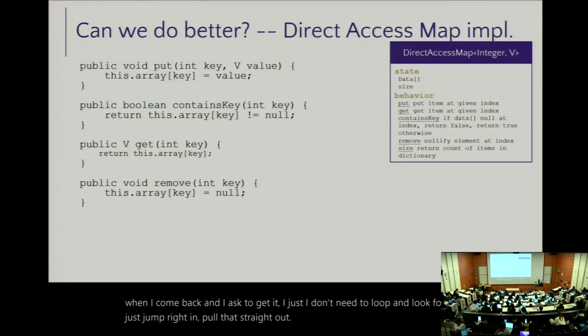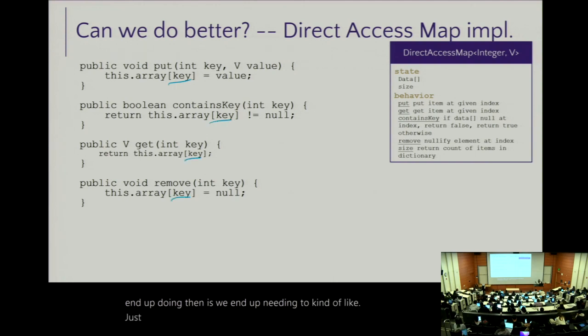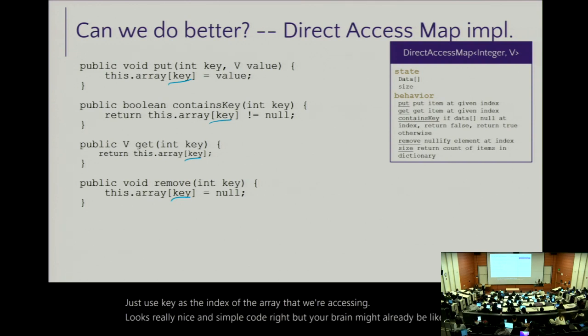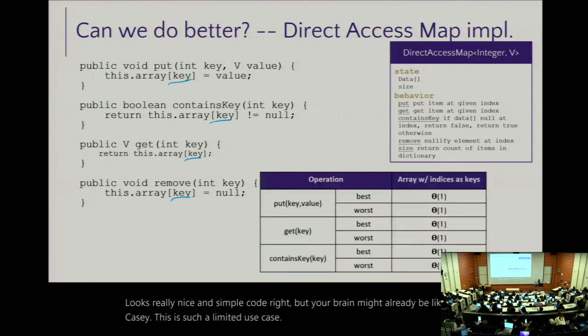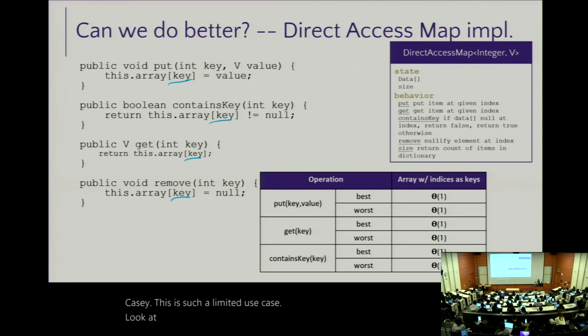Here is literally the code to accomplish this. And you can see what we end up doing is just using the key as the index of the array that we're accessing. Great. Looks really nice and simple code, right? But your brain might already be like, yo, Casey, this is such a limited use case. But look at that runtime, y'all. Oh, it's so beautiful. This is the dream, I say.